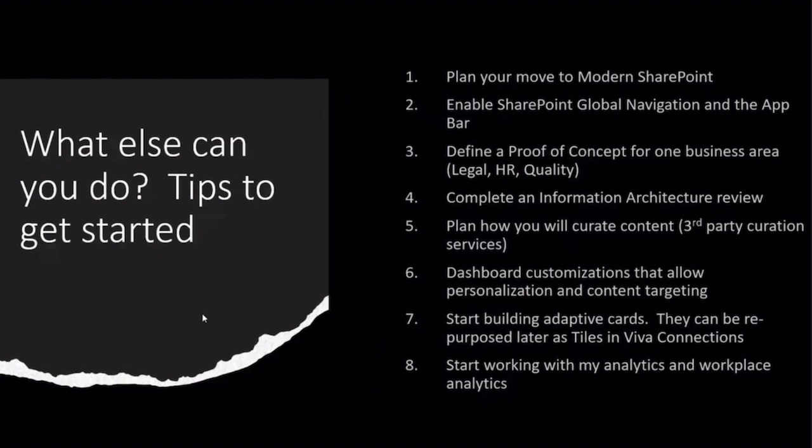So some tips, things that you can start doing today: if you're not on SharePoint Modern today, get there. Enable your global navigation and your app bar in your environment. They're going to be required for Viva Connections. Define a proof of concept for all of this. It doesn't need to be the entire company. You can take a small business unit and start a proof of concept with them, and use the policies inside of Teams to control who can see that Viva functionality. So you don't have to worry about licensing either.